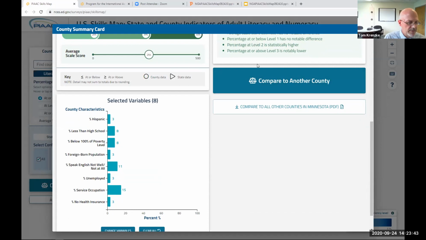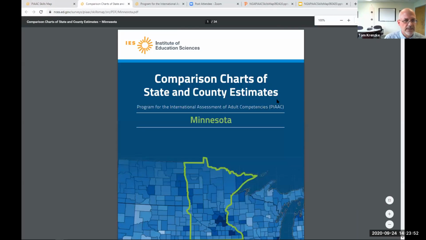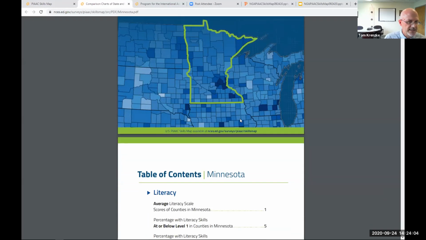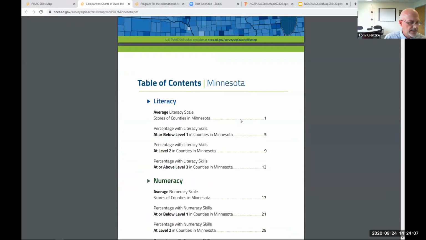So we can also compare Jackson to other counties in the state. And I'm not sure this is going to work, but I'm going to try it. So if I click on here, I'm not sure if you see that, but yes, it opens. There's a PDF that popped up. And so there's a cover page here, and then the table of contents shows each outcome.